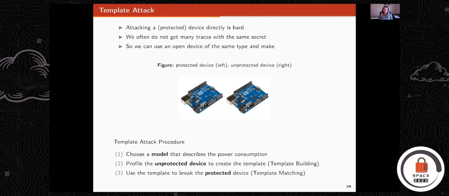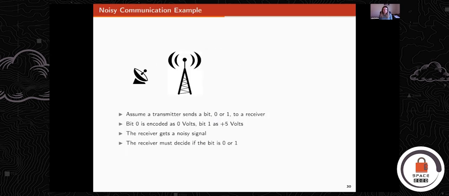So we try to profile certain information, either key bytes or some other subkey information or instruction or whatever. That will really depend on the actual use case you want to attack. So we're going to use this first open copy to create templates. So that's template building. And then we will, after this phase, go after the actual device, which can be protected and typically will be, to do template matching. And that's just the general structure.